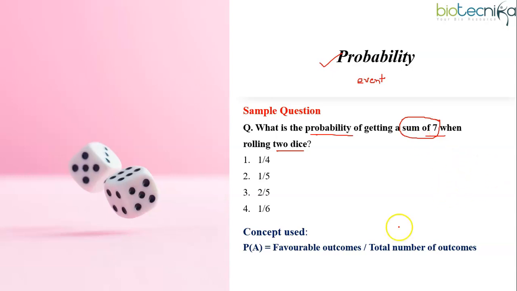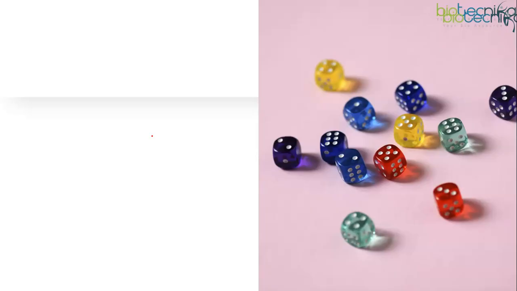So as we all know, a dice has a total of 6 faces and on every face a number is written, from 1 to 6. To solve this question, first of all we'll calculate the total number of possible outcomes and then we'll calculate the favorable outcomes. As mentioned earlier, on a dice there are 6 faces with numbers from 1 to 6. So the total number of possible outcomes is 36.